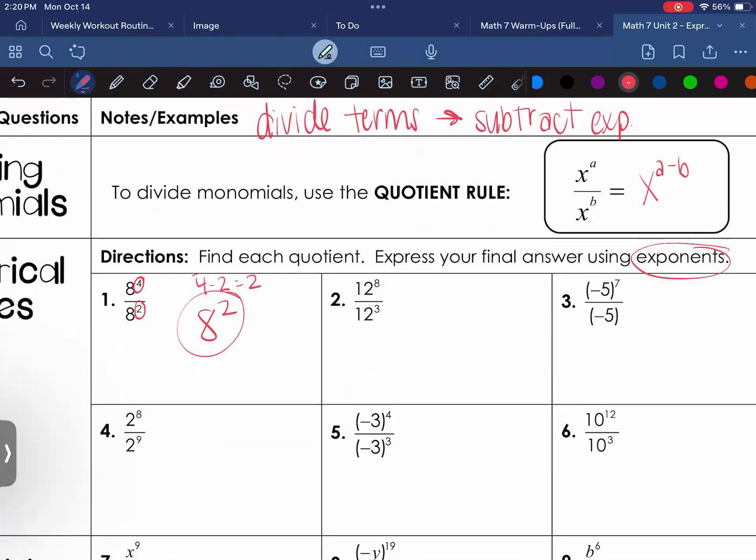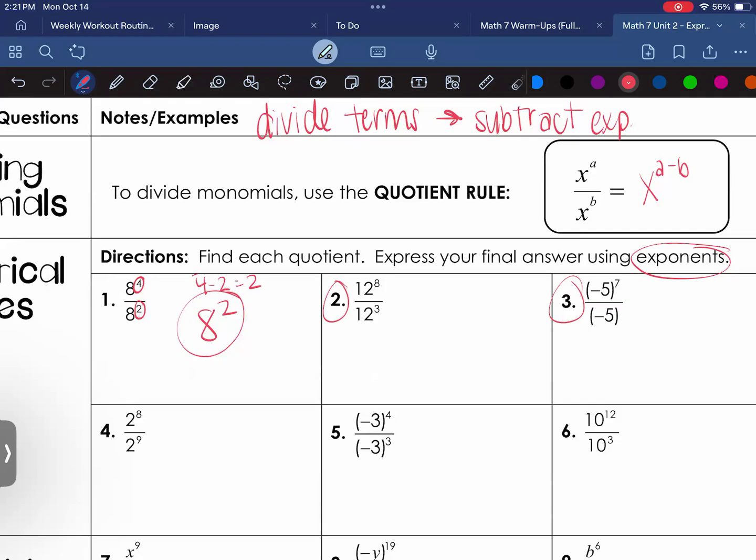So 8 to the 4th power divided by 8 to the 2nd power leaves us with just 8 to the 2nd power. And then if you were asked to solve this, doing 8 squared is a lot simpler than doing 8 to the 4th power divided by 8 to the 2nd power, right? It's a lot quicker. So go ahead and do numbers 2 and 3 on your own. Pause the video.